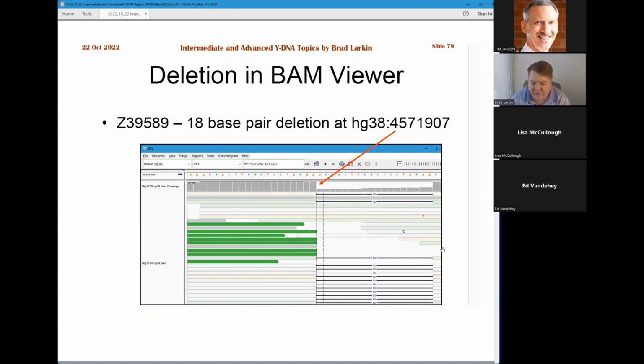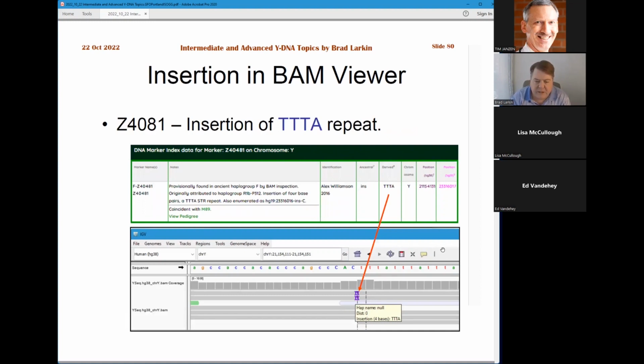You can see how you've got these large gaps in here for 18. So that's telling you that those reads seem to be missing something. An insertion is a little harder to see because usually there'll be little icons like these 4s at the bottom of this, and you have to mouse over to see that it's a TTA insertion. On the genetic homeland table, you'll just see that the ancestral was INS and the derived is TTA. This is an insertion of 4 base pairs.